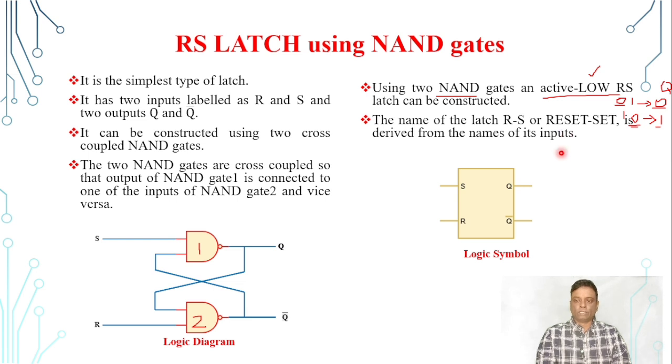Let us see the operation of this RS latch with different combinations of R and S values. The RS values can be 0 0, 0 1, 1 0, and 1 1. We'll see how the latch behaves with these different combinations of R and S. So let us see that.